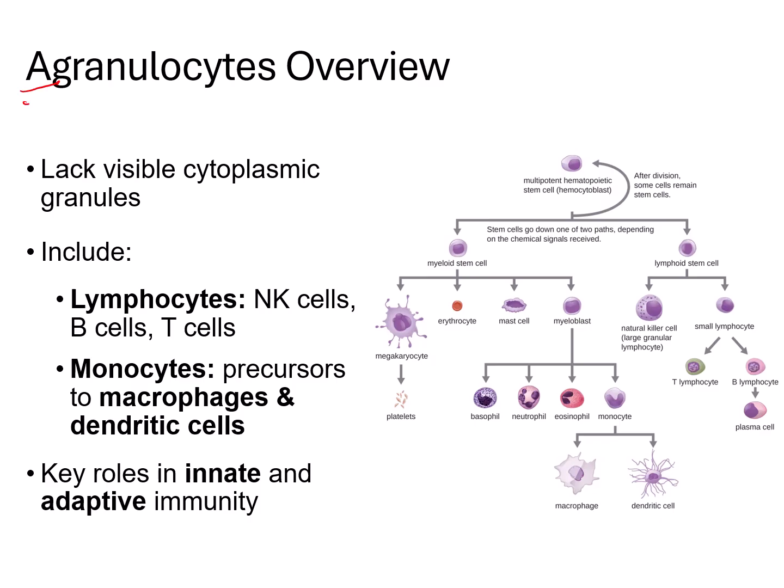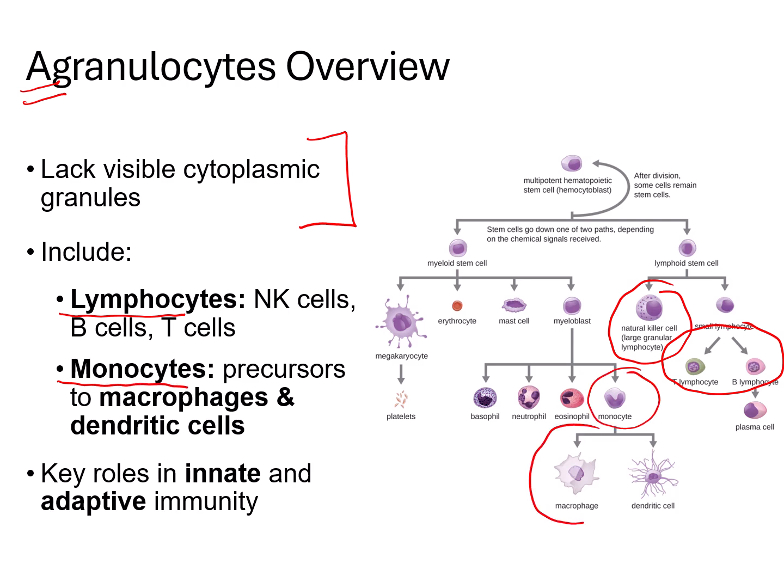Our agranulocytes lack visible cytoplasmic granules, and these include the lymphocytes, including the natural killer cells, B cells, and T cells, as well as the monocytes, which are going to further differentiate into macrophages and dendritic cells. And we're going to see that these cells play key roles in both innate and adaptive immunity.